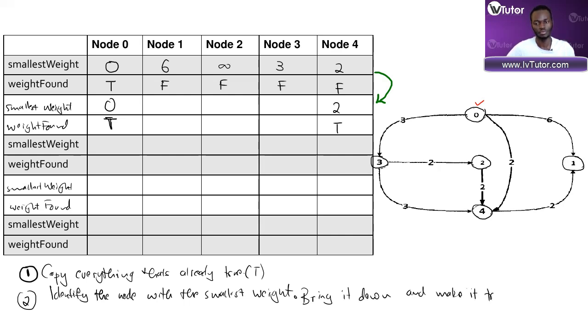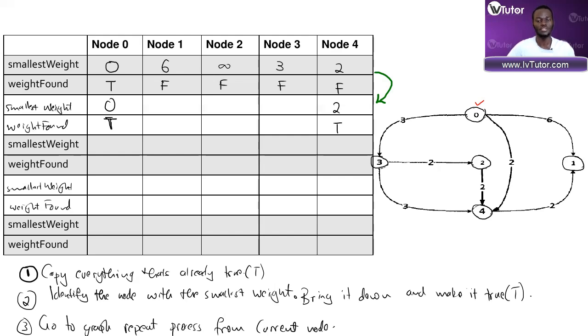Step number 3, go to graph, repeat process from current node. So what you're doing is you're saying, okay, 4 is the one with the smallest weight. So you bring it down, you make it true. Then you go to your graph. You are now on node number 4. And you repeat the same process that you've done when we were at 0.